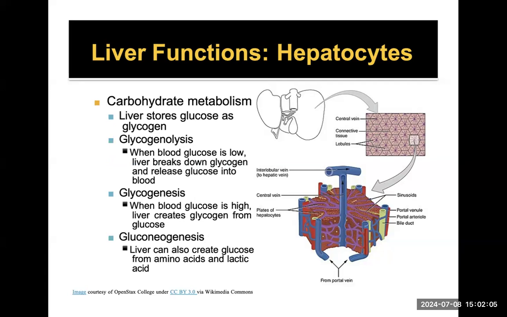Next is carbohydrate metabolism. So you have the liver that's going to store glucose as glycogen. And then you have glycogenolysis, where you're going to break down the glycogen into glucose if it's low in circulation, to increase it. Glycogenesis is the creation. So it's when blood sugar is high, the liver will create glycogen from glucose. And then gluconeogenesis is when the liver creates glucose from amino acids and lactate.